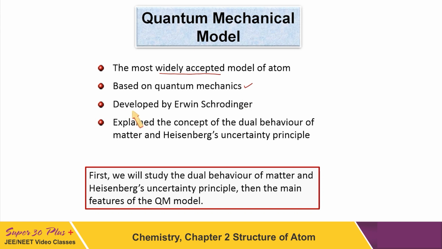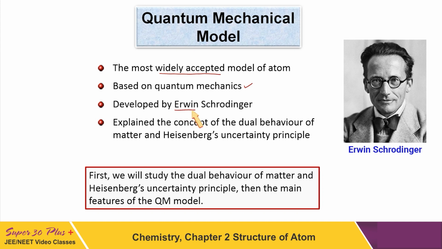It was developed by the scientist named Erwin Schrödinger. The name of the scientist was Erwin Schrödinger. He explained the concept of dual behavior. Do you know what exactly we mean by dual behavior? When particles show dual behavior, it means they behave as a particle and also as a wave.